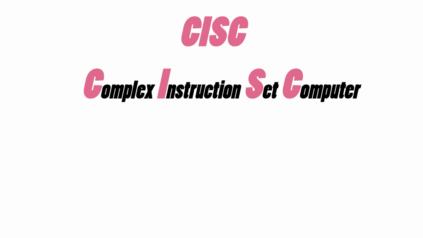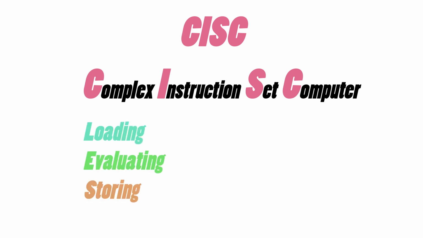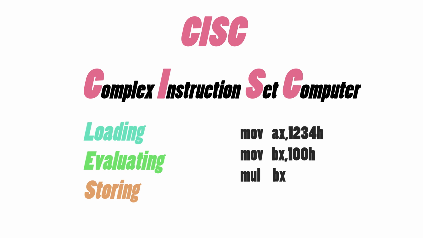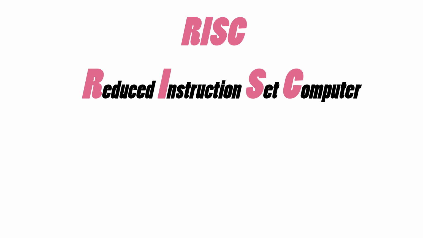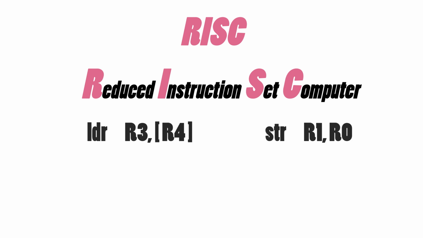CISC stands for Complex Instruction Set Computer, and its main aim is to perform multiple operations like loading, evaluating, and storing with a single instruction, just like the MUL instruction does. And RISC stands for Reduced Instruction Set Computer, which makes hardware simpler by using an instruction set of basic operations, like the load command will load data to the registers, the store command will store data from them, etc.